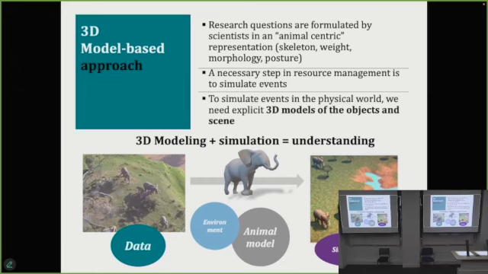If you look at what we can do with this information, in dealing with resource management, often we need to simulate events because we might create predictive models. And to simulate events in the physical world, we need to perform explicit 3D modeling and reconstruction of the object and of the scene. And I think if we can do this 3D modeling and then do a really meaningful simulation that recreates in a realistic way what the animals are doing, then we have really understood animal behavior. And we are really far from this.